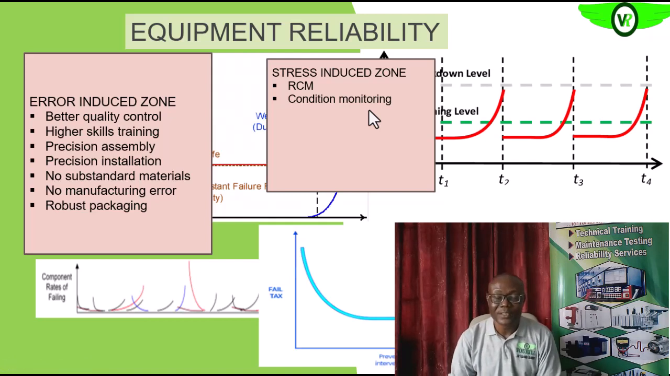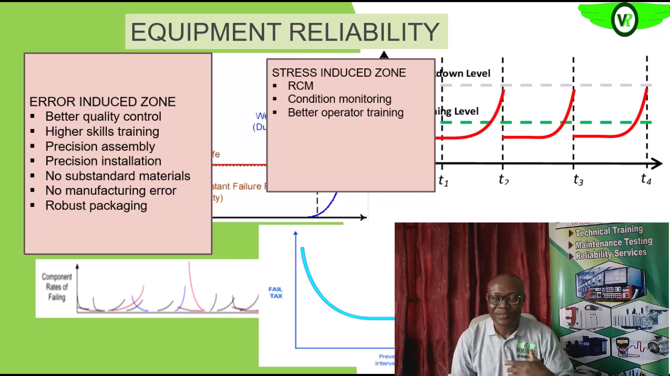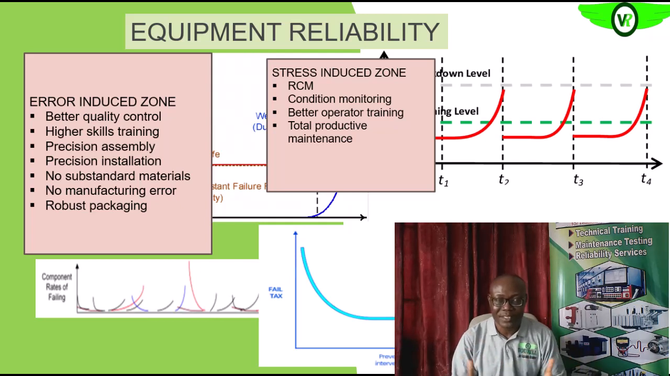Then like we said before, the operators too, if the equipment is not properly operated, they can induce a failure. They subject the components of the equipment or assets to a higher level of stress that will eventually cause the failure of the equipment. Total productive maintenance, where the assets are taken care of by everyone, so to say.